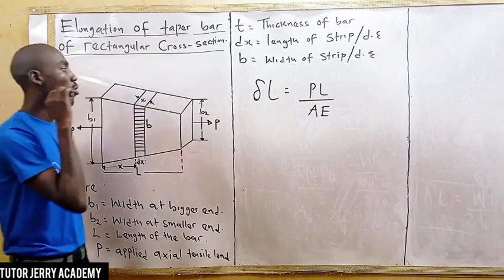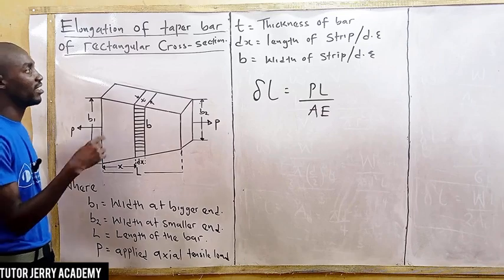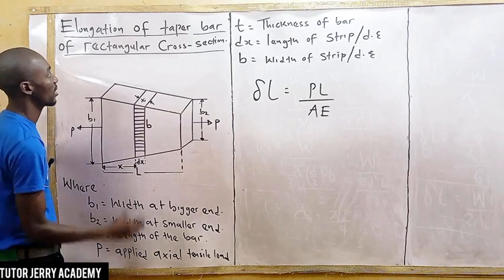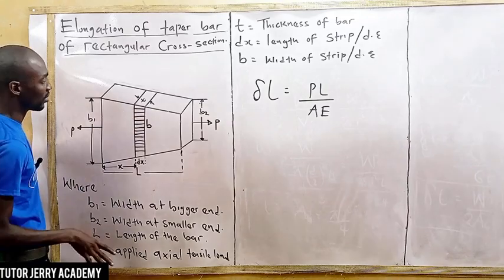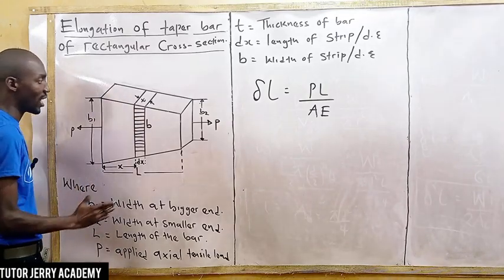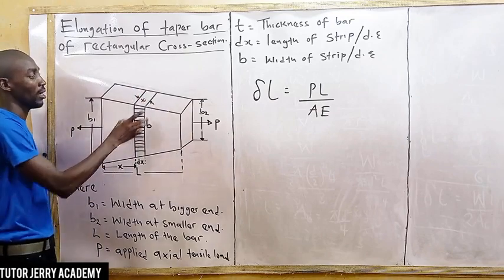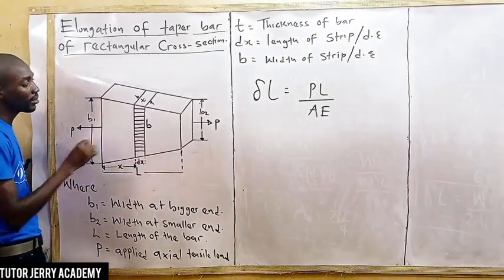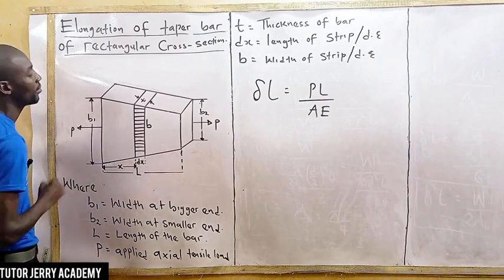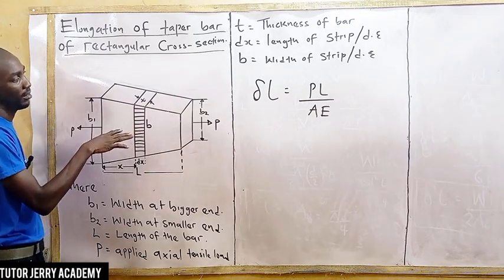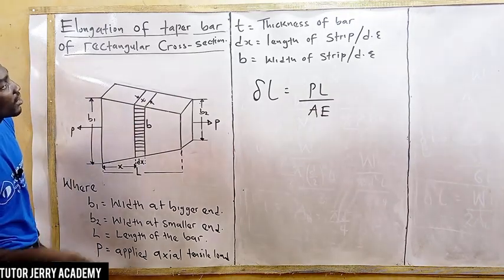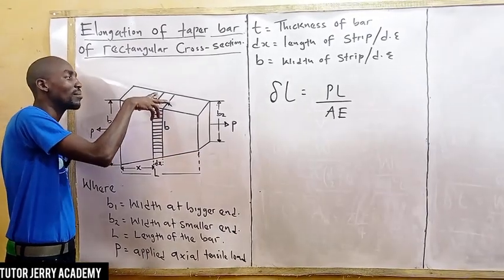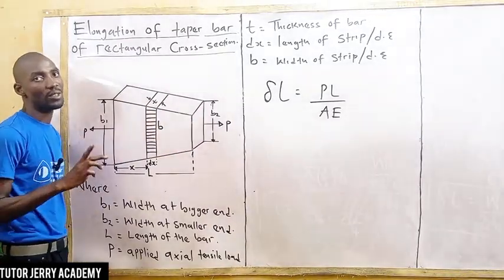Now, for us to solve this, we are going to consider a differential element, which is also known as a strip. This will section any part of the rectangular cross section on the taper bar that you are seeing. Try to section here, at this side, or at this side. For me, I section this one. So B is the width of the strip, S is the length of the strip, and T is the thickness. We said T is the thickness of the bar, but the thickness of the bar is also the same as the thickness of the strip. Take note of that. All right.